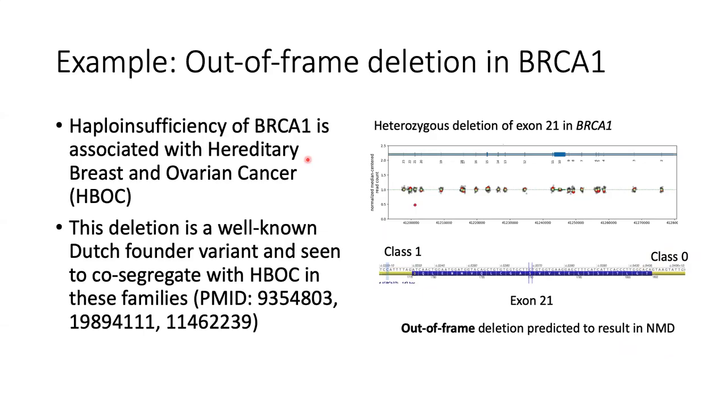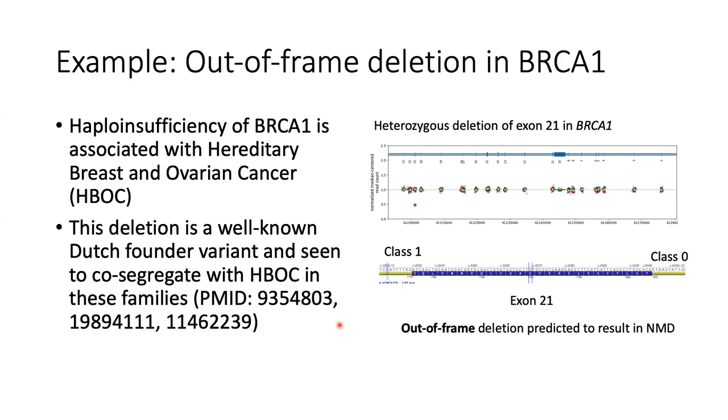So we know haploinsufficiency of the BRCA1 gene is associated with hereditary breast and ovarian cancer, pancreatic cancer, prostate cancer as well, and male breast cancer. This deletion, once I start reviewing the literature, is a well-known Dutch founder variant and seen to cosegregate in families with HBOC, and there are a bunch of publications supporting that.